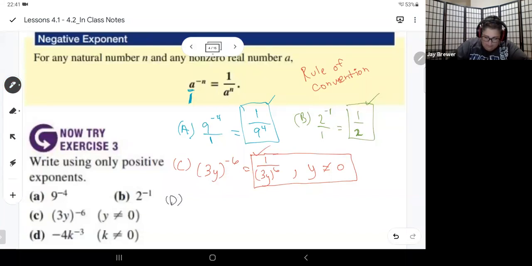All right. D has no parentheses, so you have to pay attention here. We actually only need to move the part with the negative exponent, so that'll be the k. So negative 4 is going to stay on top. K cubed is going to the bottom. We have a variable on the bottom, so we have to tell them that it cannot be 0.